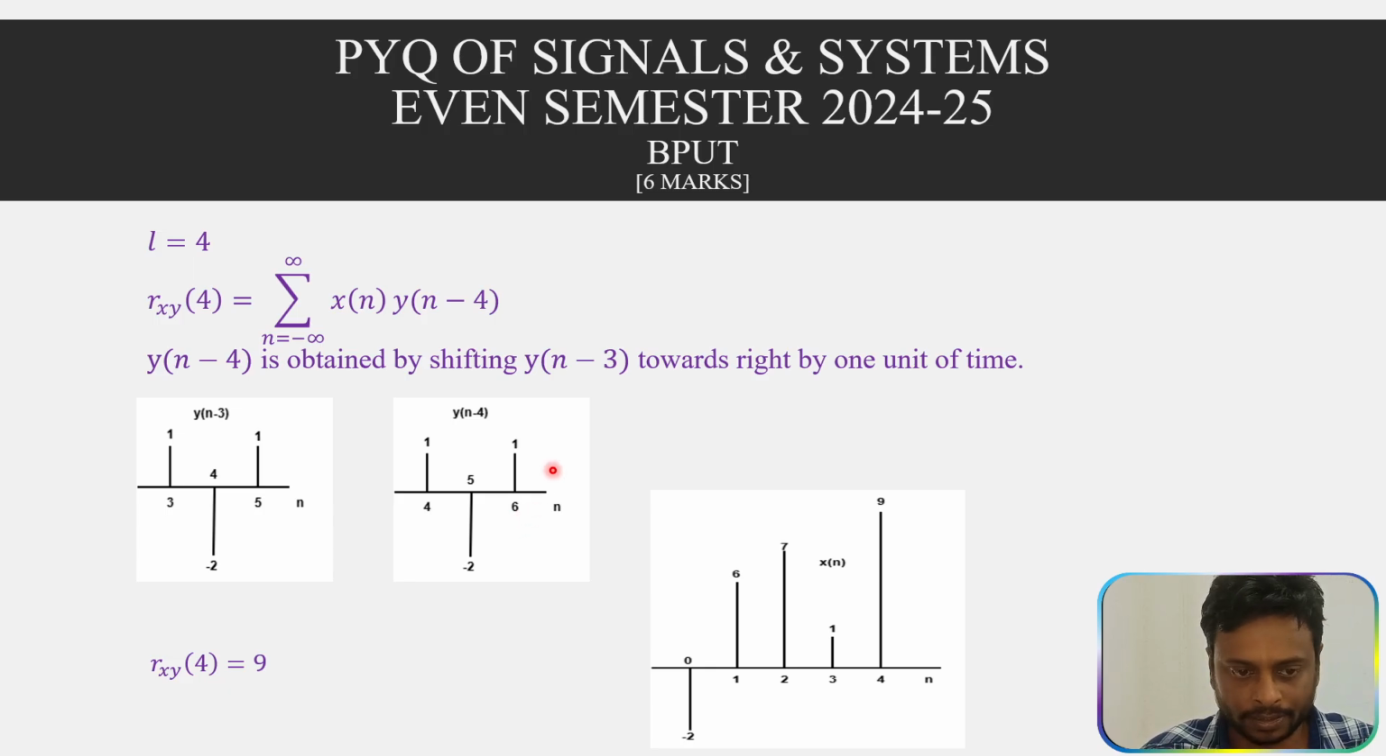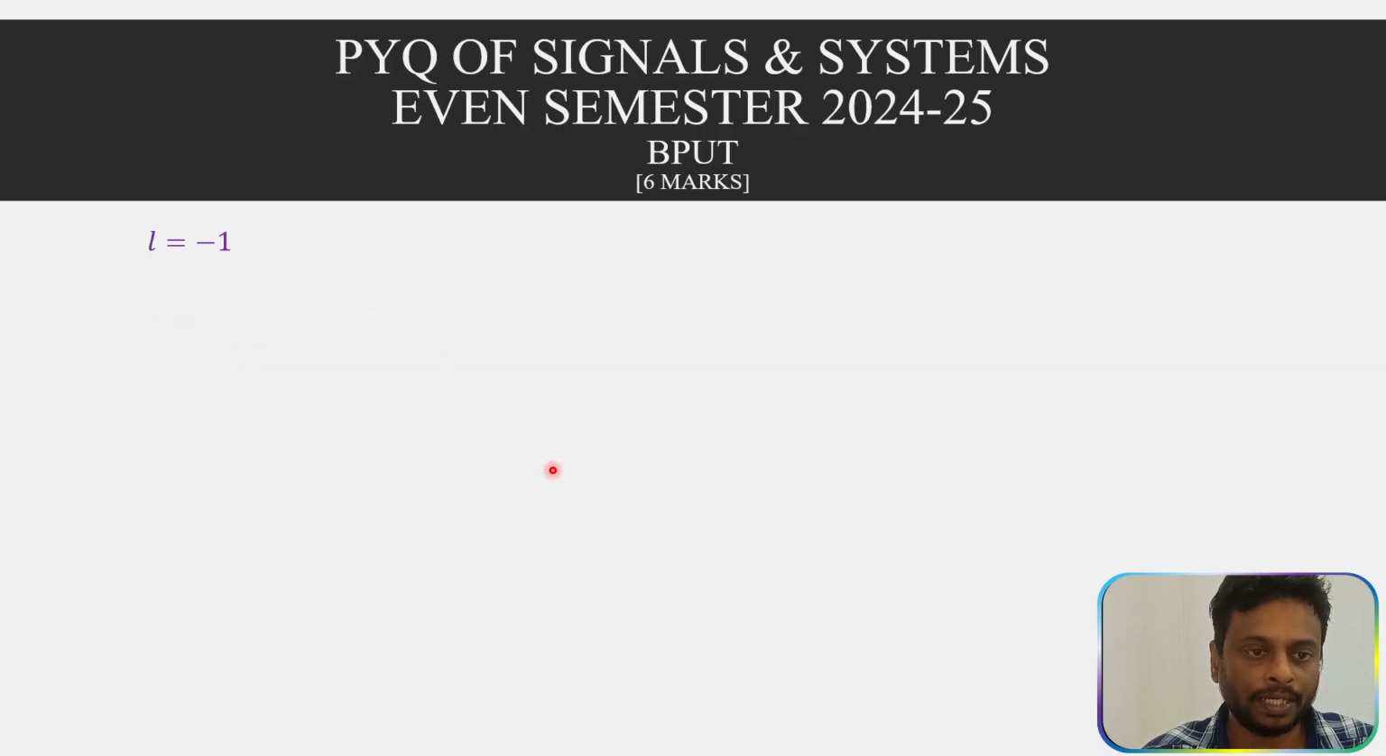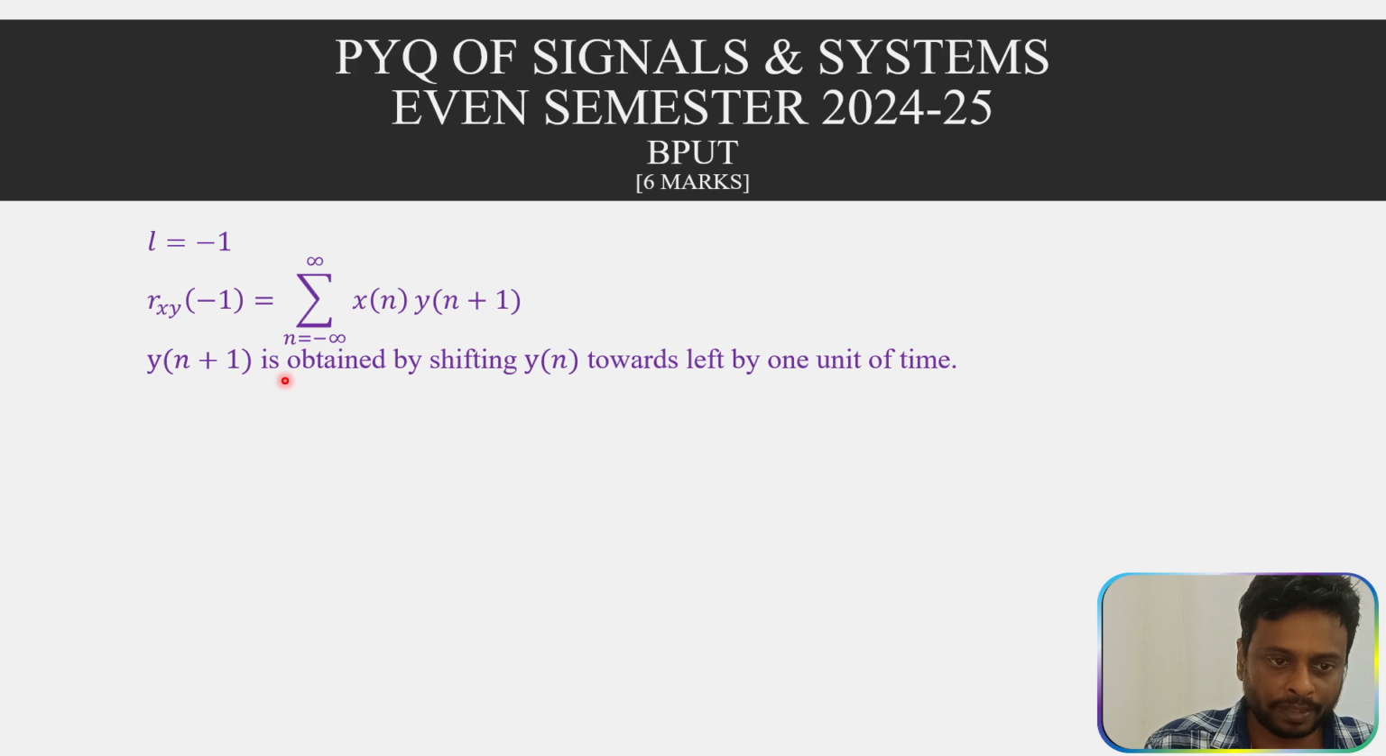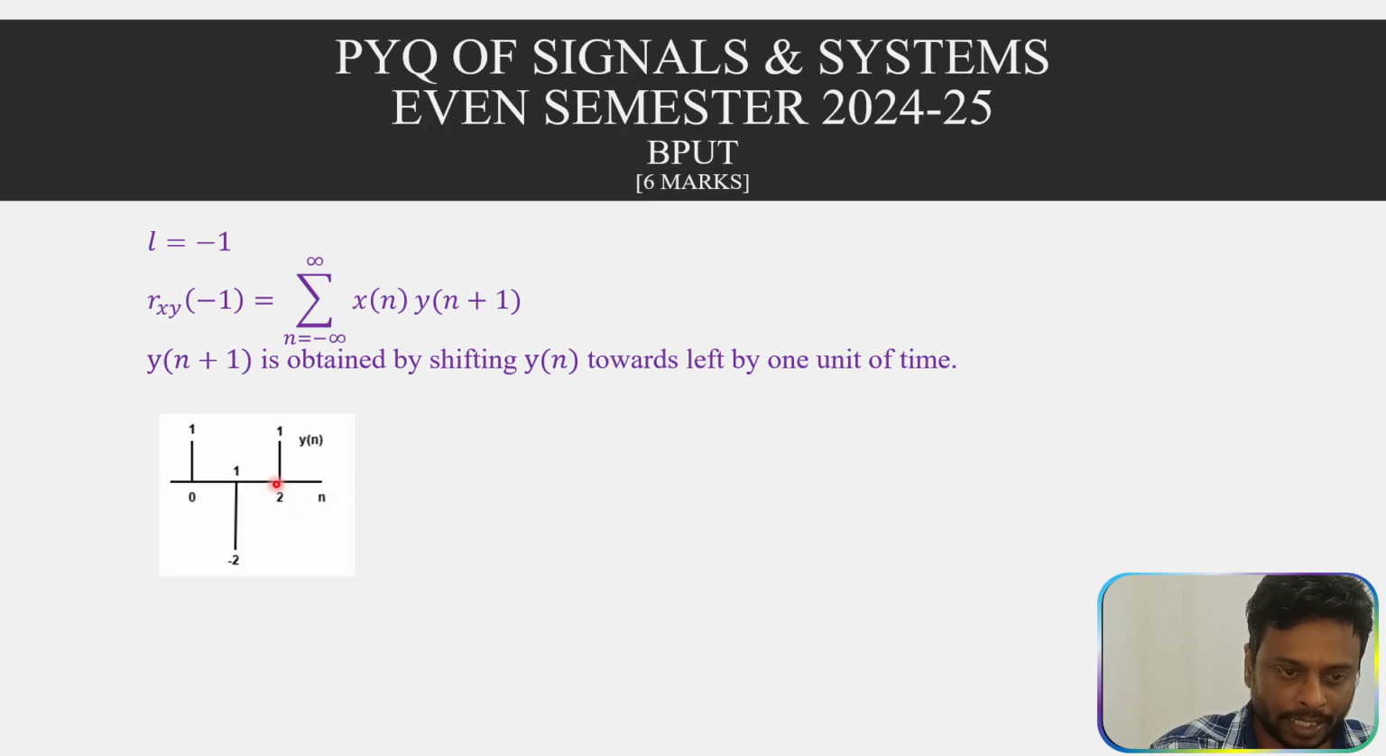So let us see some negative values, means -2 and -1. Okay. So similarly for -1, this is our formula for finding out the r of xy at -1. So it will be obtained by shifting y of n towards the left. You can see 1 into 10. So that will be shifted towards the left. Okay. So that will be 1.